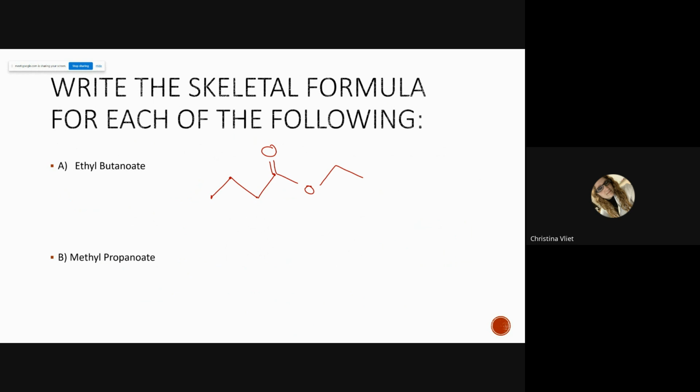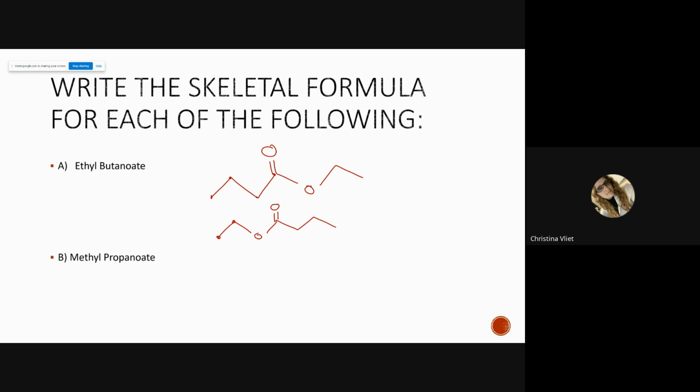What if you wanted to go the other way? Do you have to write it this way, or could you have started with the ethyl first? You could have done it like this, then went to the oxygen, then went to this, and how many carbons would then have to be on this side? 4. Yeah, same molecule. This is ethyl butanoate, and this is also ethyl butanoate. Either way, both are correct.